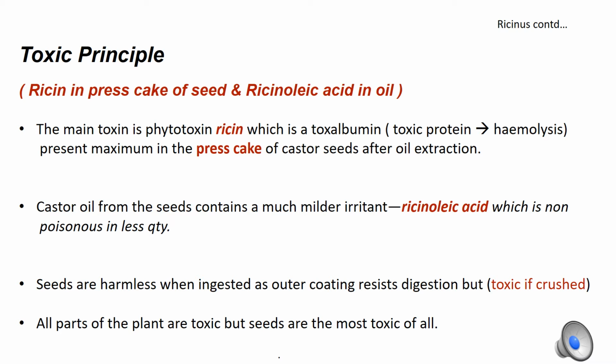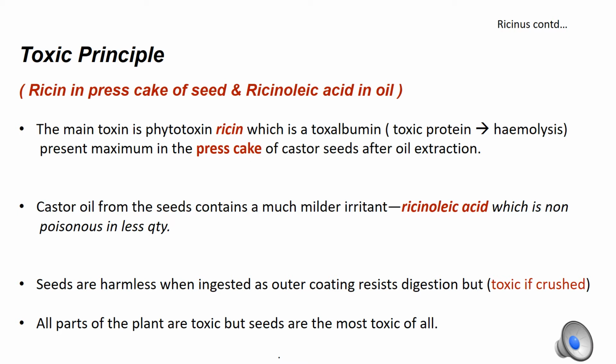That is the most dangerous part of this plant, and the press cake which is left is usually given to moles in the field. Moles are a kind of rats, and they eat that and they die. So it's mainly used as a rat poison also. The main thing is it's a toxalbumin and it causes hemolysis. The oil which comes out is quite non-poisonous, but it's a dermal irritant.